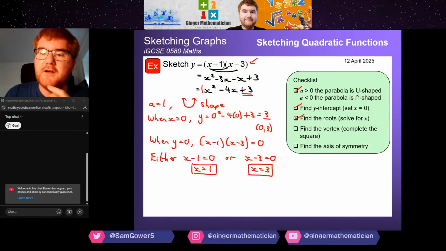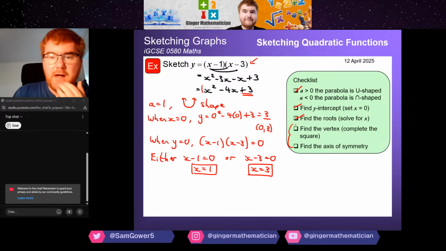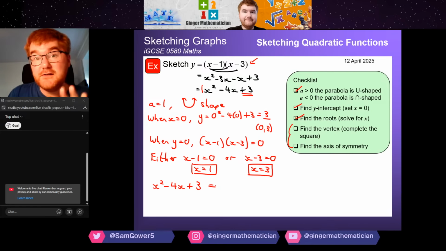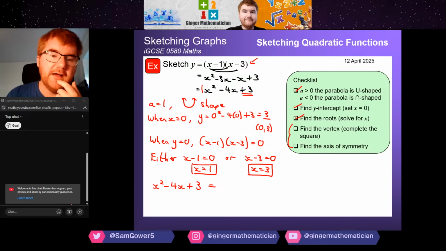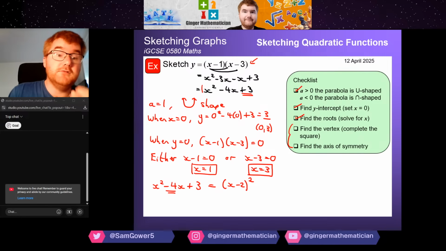And now we can do the vertex or axis of symmetry. Let's do completing the square this time. So let's do a different approach. So if we take x squared minus 4x plus 3, to do completing the square, and I've done a really nice video on this topic specifically on completing the square, the way that we set this up is we find half of the b term, so that's minus 2, and then we write the expression x minus 2 all squared.